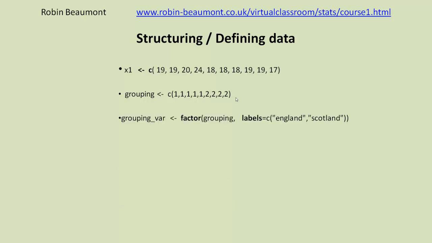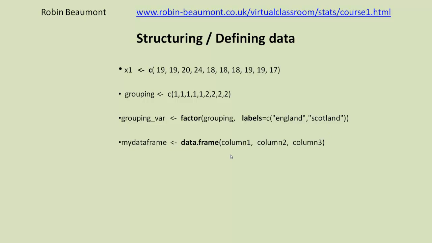We looked at structuring and defining data, and we started off with a simple vector which consisted of 10 elements, and we used the c, the concatenate operator, and we used the left-handed arrow to say we assign the vector x1 these 10 values. We then defined a grouping variable which we just gave 10 values to of 2 different levels to begin with, but then we changed them into a factor so they could be used in a particular way. So we said our vector called grouping becomes a factor, and we give those 2 levels the labels England and Scotland. So grouping var becomes a factor of that vector with those 2 levels.